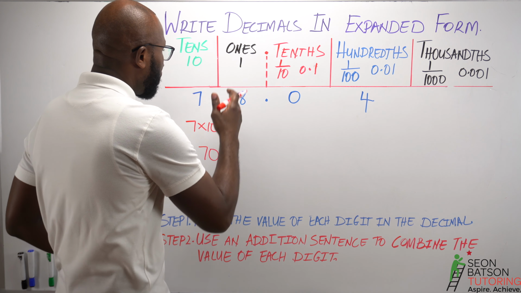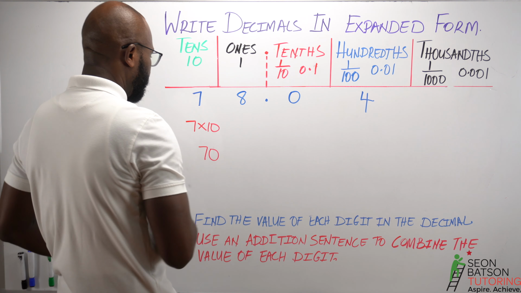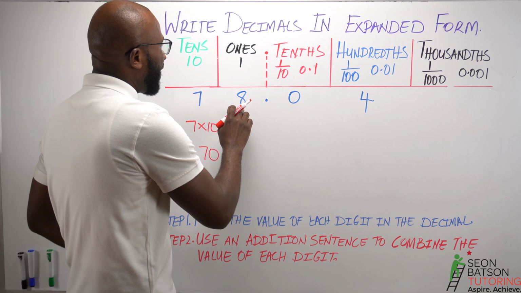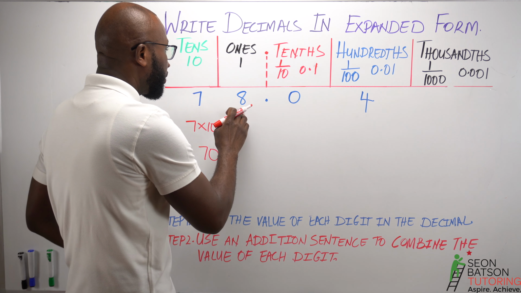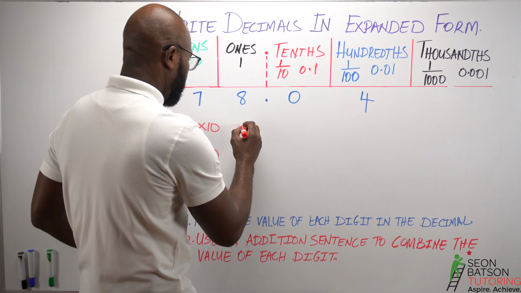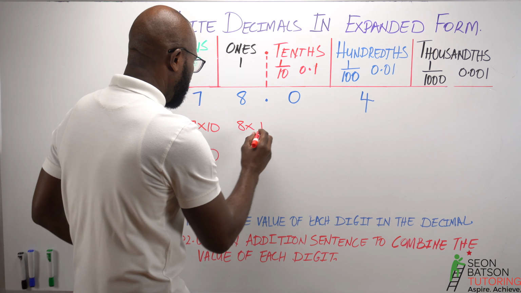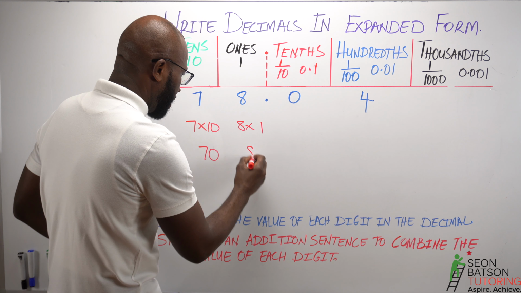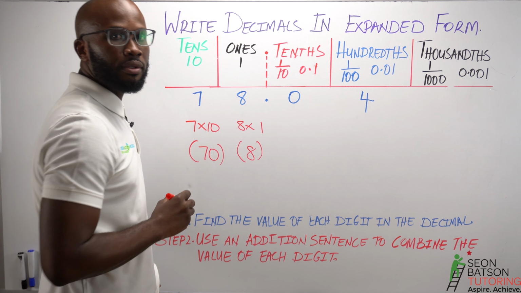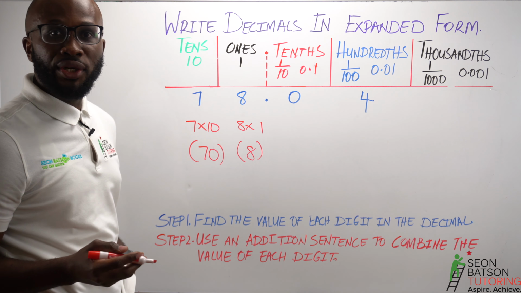All right. We go to the next place, which is the ones place. Find the value of the 8. Since the 8 is in the ones place, to find the value of this 8, we will multiply 8 by 1. 8 times 1 will give us 8. We can use parentheses just to separate our values. Yes? So far so good?